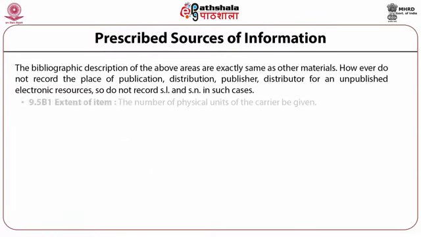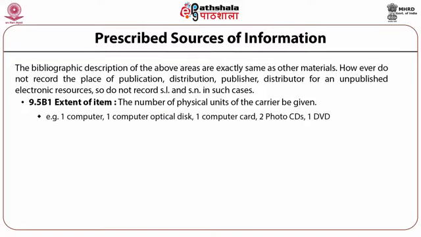Then comes rule 9.5B1. 9.5B1 always gives the extent of the item. So, what do you mean by extent of item? Extent of item means whether it is 1, 2 or 3. If it is 1, 2, 3, you give an Arabic number. Arabic means like this: 1, 2, 3. Roman means you give it like that, Roman. So, you must differentiate between a Roman number and an Arabic number.